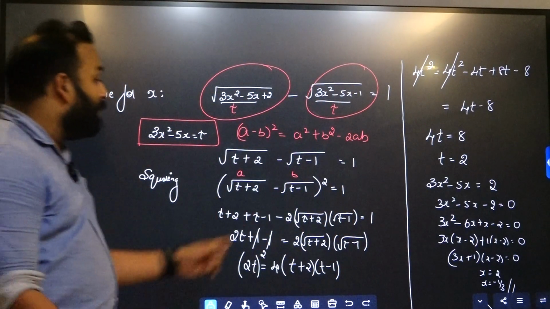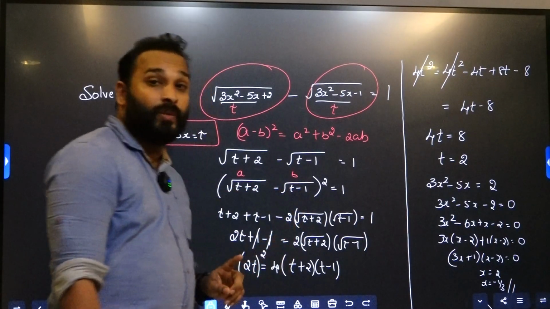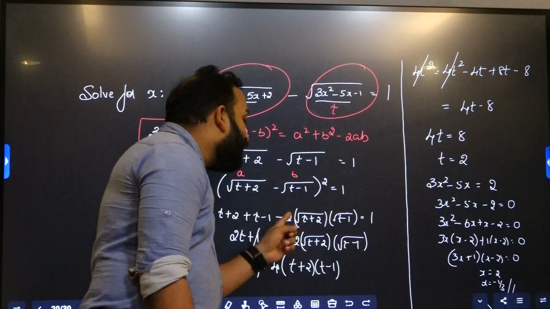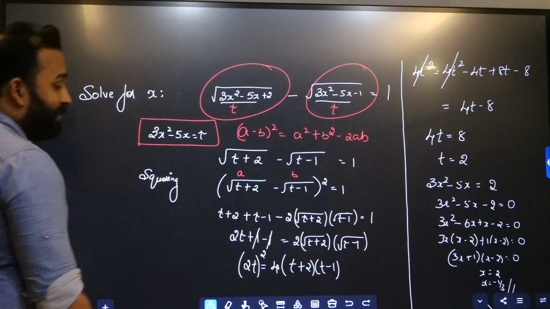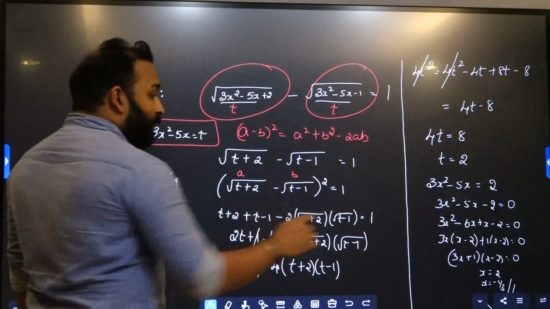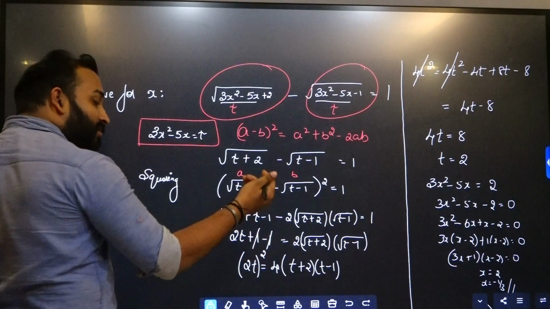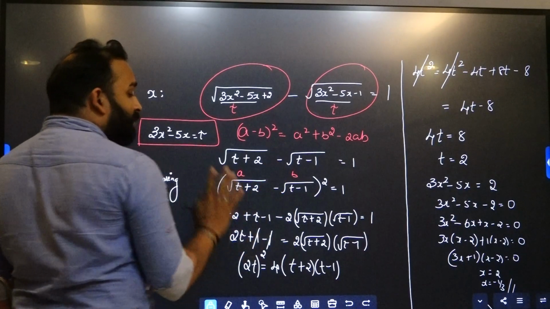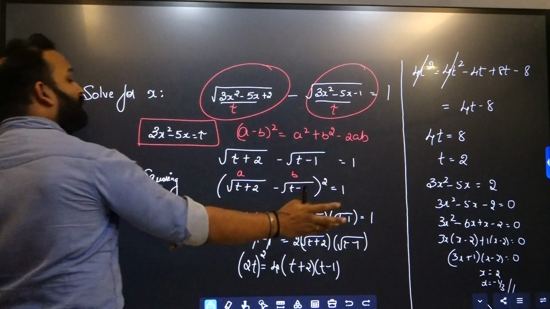Easy and simple. Remember, here your a is root of t plus 2, b is root of t minus 1. So 2ab becomes 2 root t plus 2 into t minus 1 is equal to 1. Easy and simple. Now, 2 minus 1 is 1. You bring this 1 to the other side, children. You get 1 minus 1, 0, that vanishes. T plus t becomes 2t. And you're taking 2ab to the other side. Minus 2ab to the other side, it becomes plus 2ab.